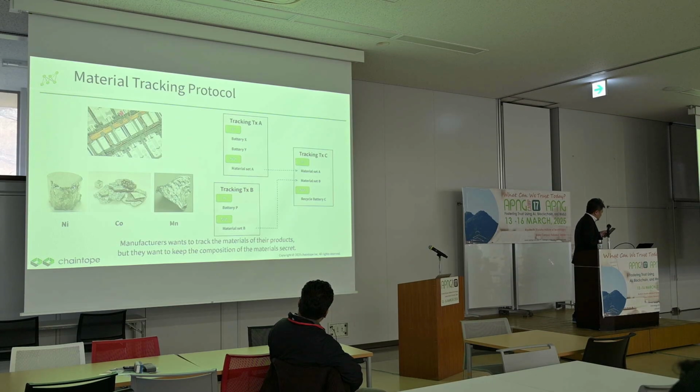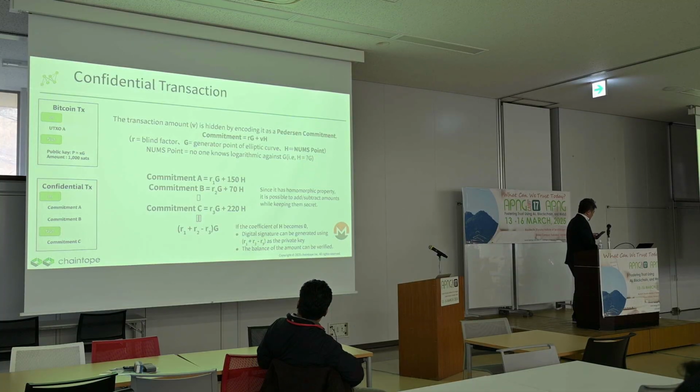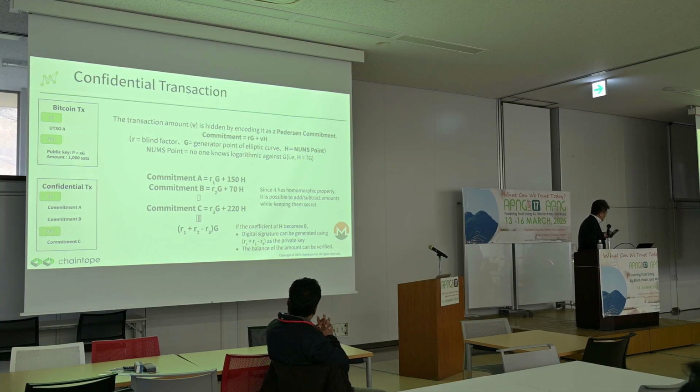We can represent battery recycling using a transaction graph, but the manufacturer wants to track the materials of their products as part of recycling. But they want to keep the composition of the materials secret. This is a trade secret. This problem can also be addressed with cryptography.